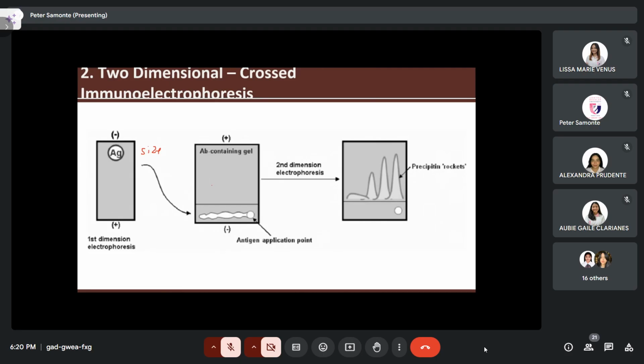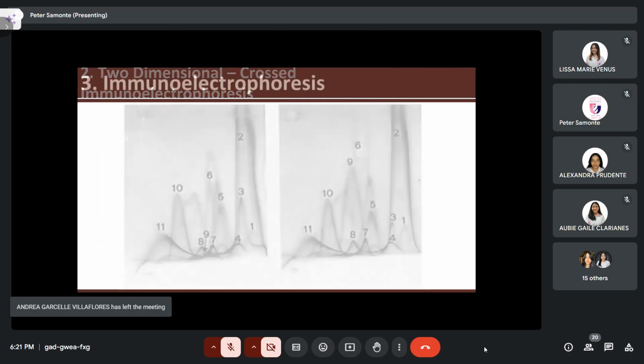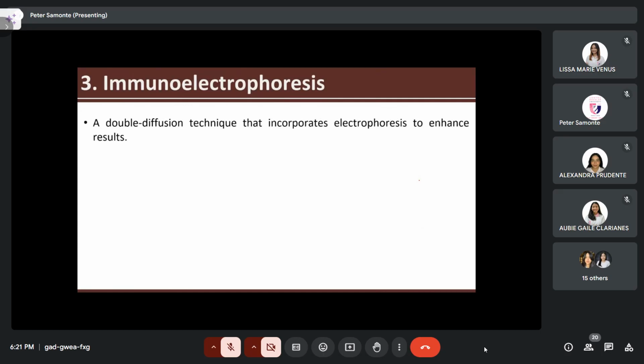So after that, you now add your antibody containing gel. Pag na-separate nyo na yung antigen sa size, you now add another layer of gel. Then you run again, you would perform another electrophoresis, or the second step. Then you would now look for precipitin rockets. So ganyan ang magiging result ng gel nyo after running the second electrophoresis.